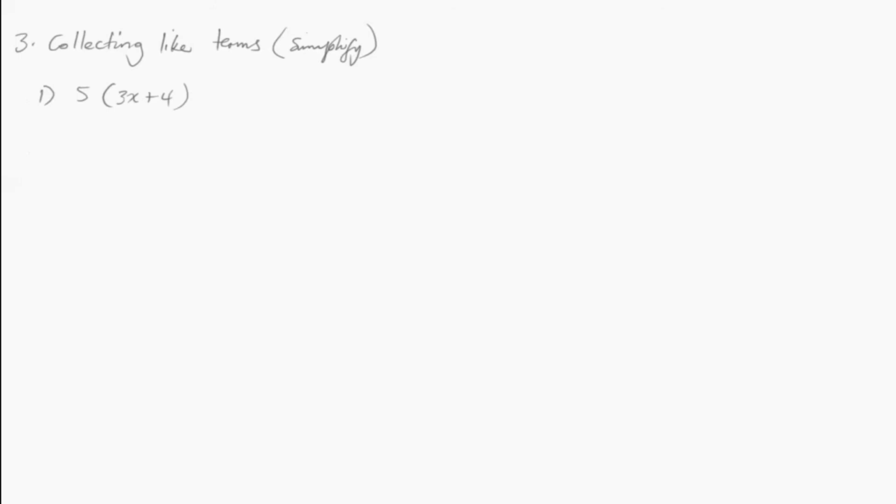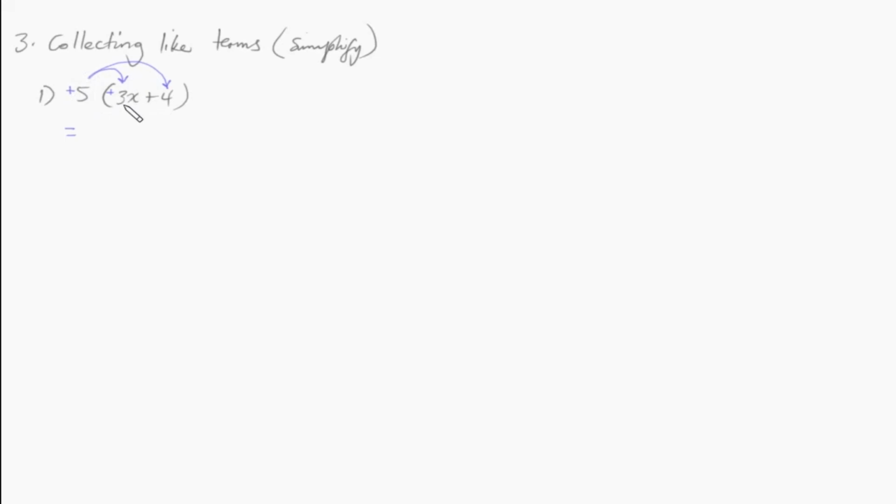What do you do? To simplify in this scenario, it's to remove the brackets. So that would be removing the bracket. You take this 5, you multiply this first term in the bracket, and you take the same 5 and multiply the second term in the bracket. So you need to understand that this is positive 5. You need to understand that this is positive 3x and this is positive 4.